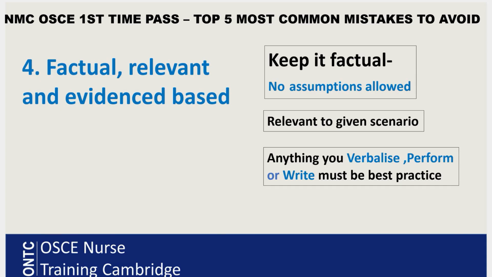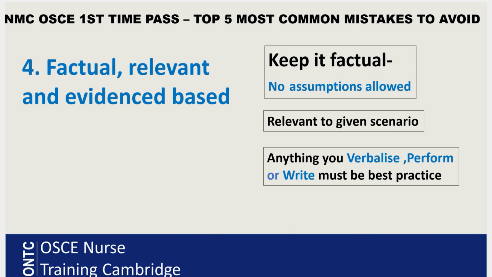Number 4, we are going into factual, relevant and evidence based. Why do I put it there? Because again it's becoming a very common fail in OSCE, especially in your planning station, where you are choosing some nursing needs which are not relevant to your patient or your scenario. So whatever you choose has to be factual, has to be a fact. You can't write a pain care plan if your patient is not in any significant discomfort or pain. It has to be a fact for that patient. You cannot just make assumptions.